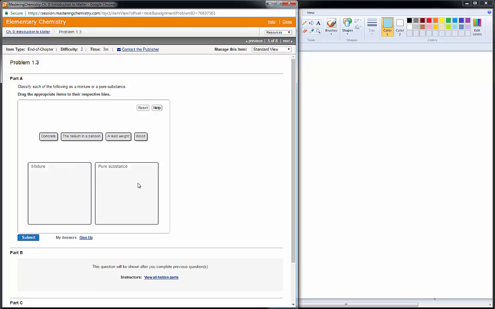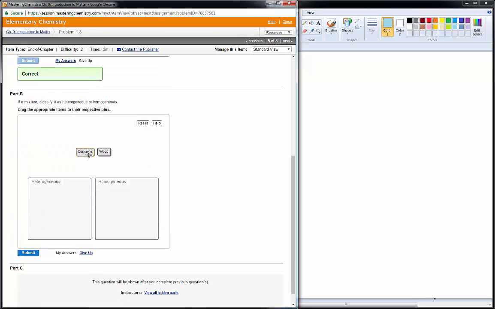Mixtures and pure substances. Helium is a pure substance because it is an element. A lead weight is a pure substance because lead is also an element. Wood is going to be a mixture of all sorts of biological polymers like cellulose. And concrete is also a mixture that has many different components.